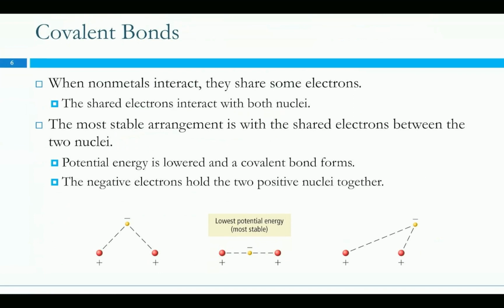Covalent bonds, on the other hand, are made between two different nonmetals. So rather than giving up any electrons, they each want to gain electrons because they're nonmetals. They want that complete octet. They will instead share electrons, although, as we'll see later, not always evenly. So again, by lowering potential energy, we're able to form a covalent bond, and the electron is the sort of binding force between those two nuclei.